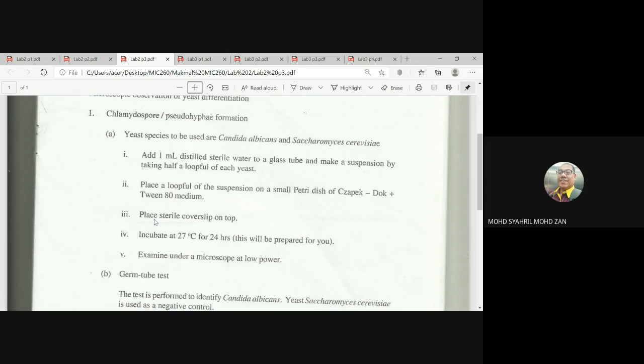Okay. And then you have to place a sterile cover slip on the top. Okay. And then incubate at 27 degrees Celsius for 24 hours. Alright. Examine under microscope at the lower power. Okay.